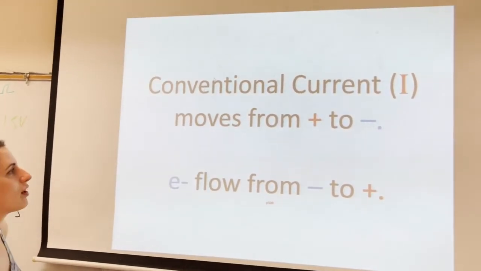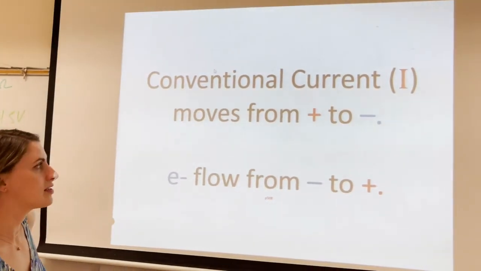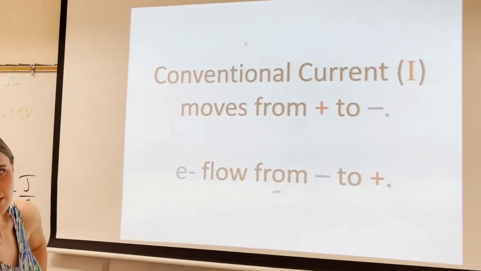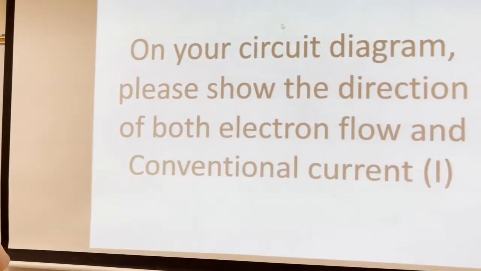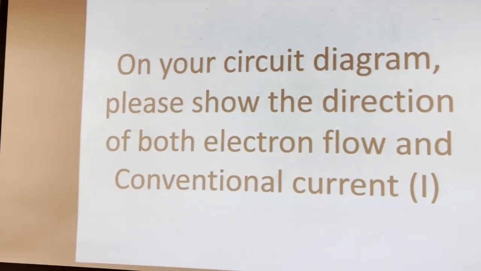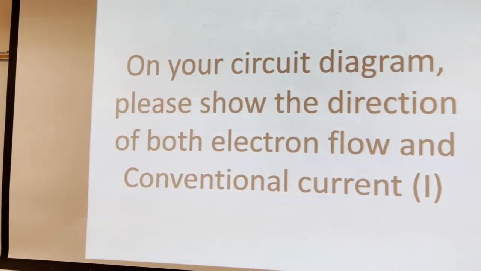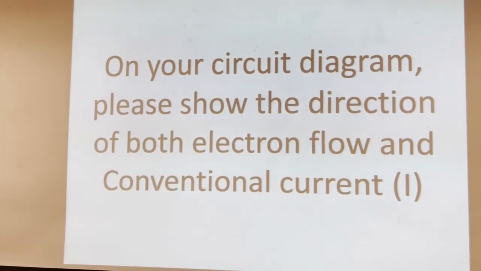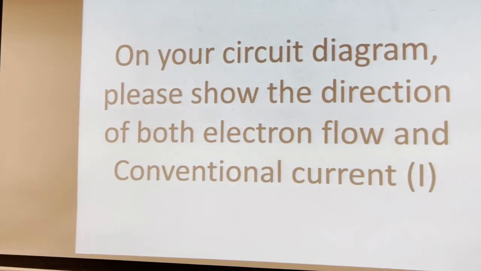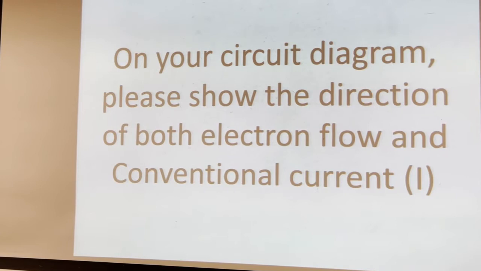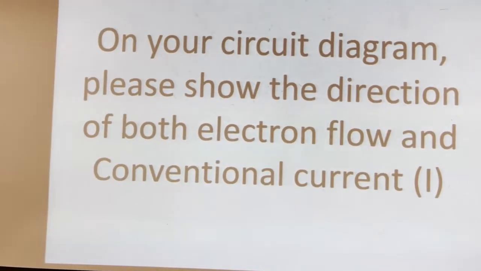So the types of questions we'll ask you on this is to identify which direction the conventional current is going. Can you do this? Do you understand it? On your circuit diagram, please show the direction of the electron flow and conventional current. That was the first thing we did in today's lesson. Go ahead and put the E and show the arrow.